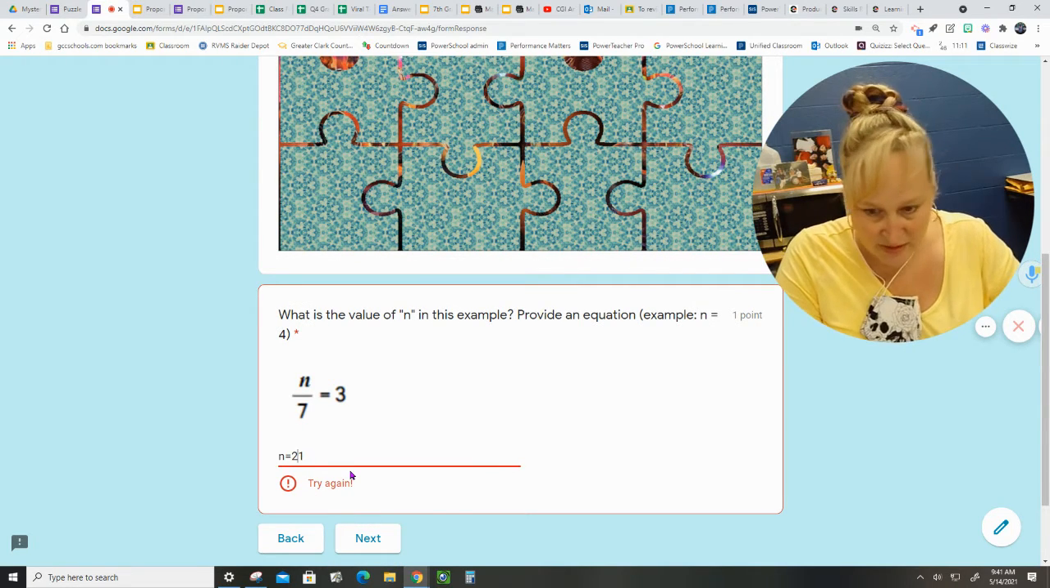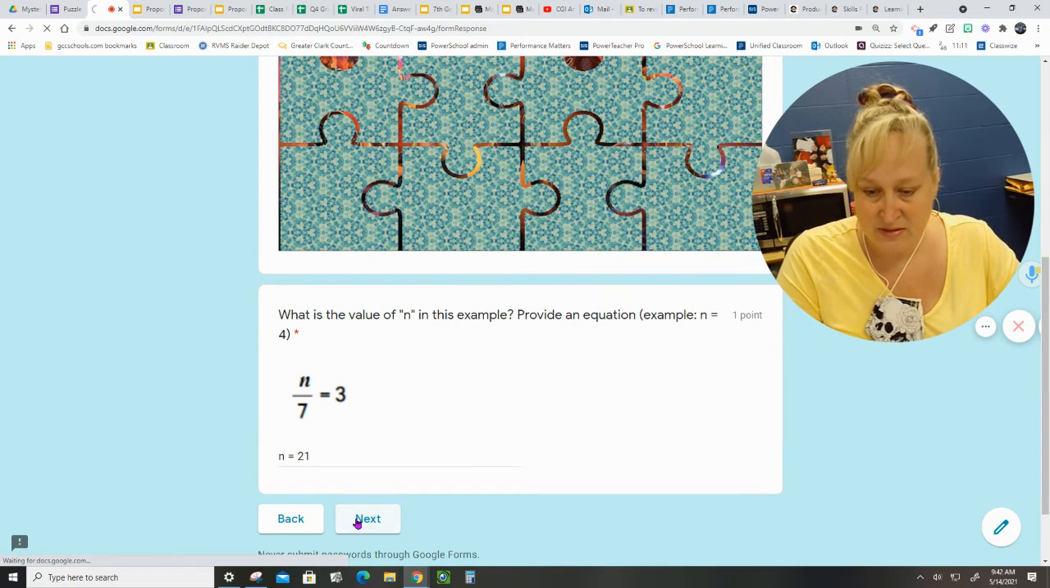Nope, it wants me to try again. Maybe I need to put a space. It looks like it has us doing a space. It likes that.